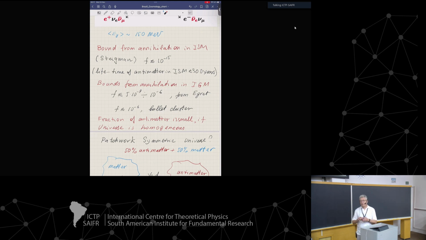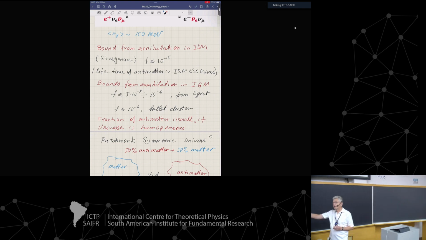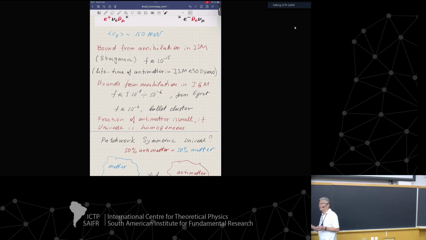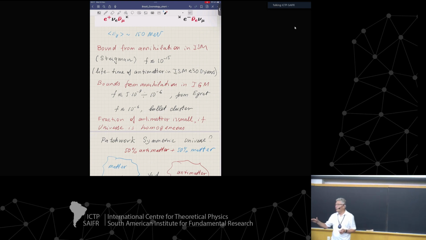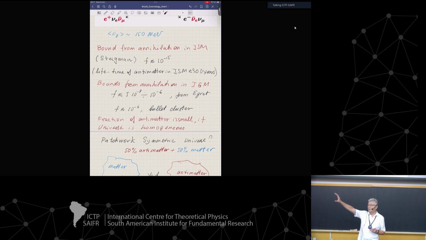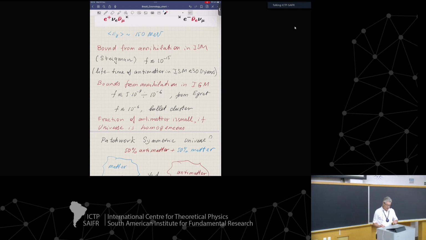So the conclusion here is that if we assume that the universe is really homogeneous and isotropic in all quantities, such as baryon number, then experimentally we are sure that we have more matter than antimatter, and the amount of antimatter is orders and orders of magnitude smaller than the amount of matter. So this is a solid result.